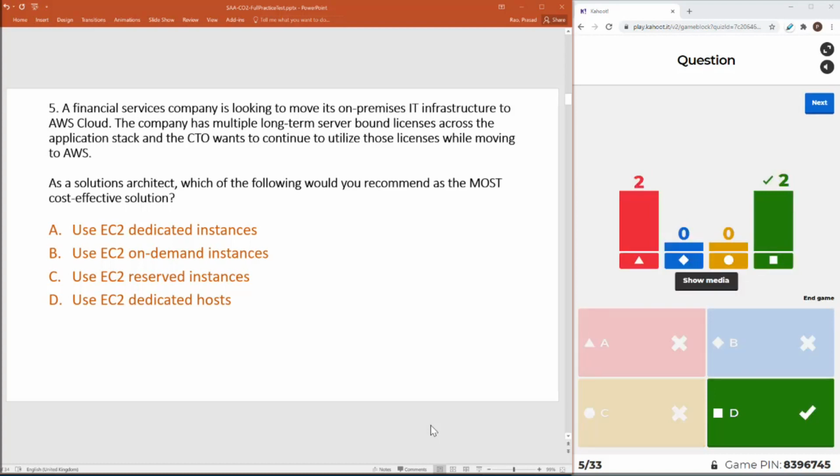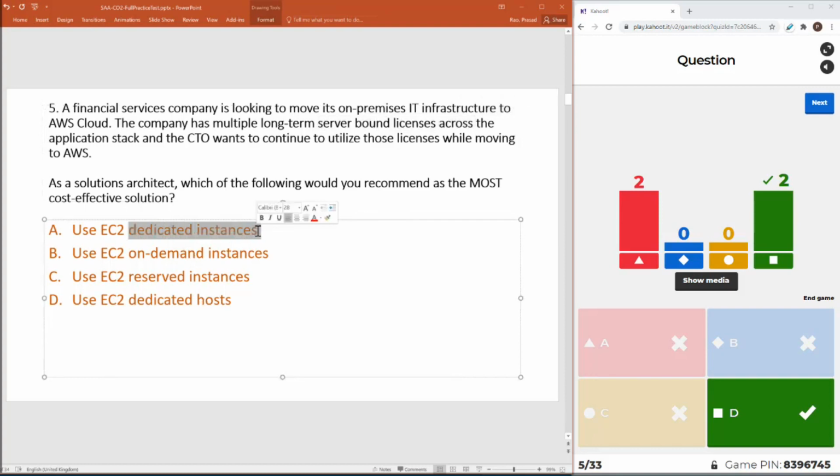Yeah, I knew there would be a bit of a contention on this question, mainly between option A and D, and that's what happened. So the correct answer is option D, dedicated hosts. What we need to understand is the difference between a dedicated instance and a dedicated host. Dedicated host means that you have specific hardware for yourself, and because here we are talking about a server bound license which is tagged to a specific hardware, you need to have dedicated hosts.